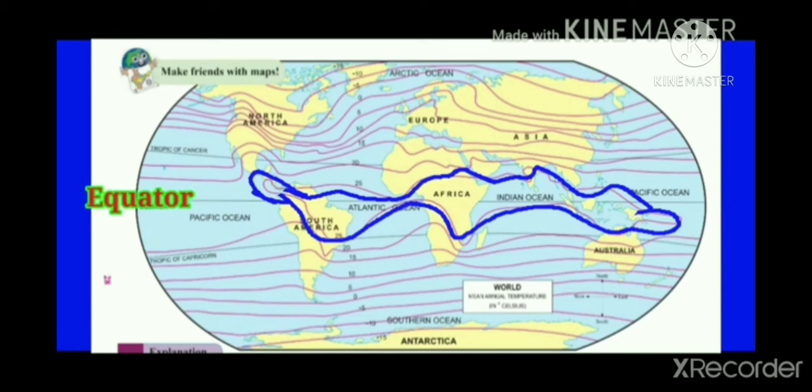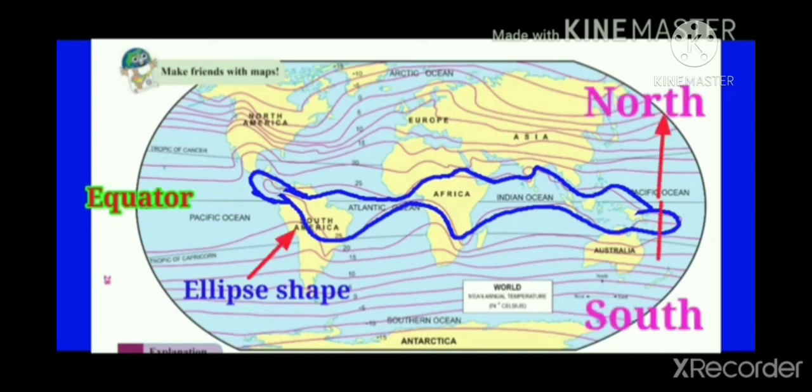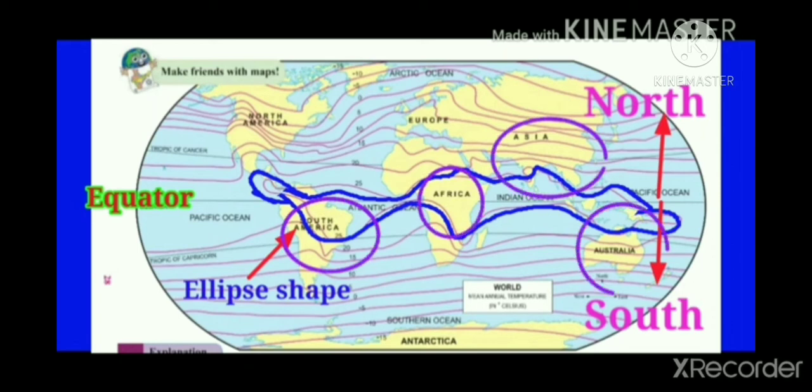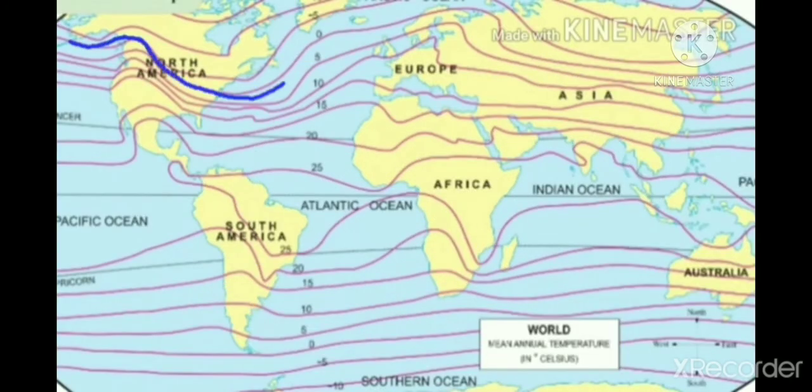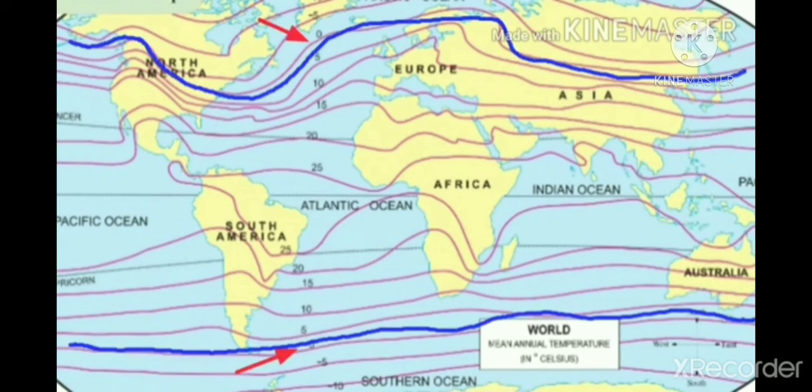The north and south spread of this ellipse is greater on the continents as compared to the oceans. The isotherm occupies South America, Africa, Asia and Australia. A very limited portion of the Pacific Ocean is occupied by this isotherm. You will find two isotherms with a label of 0 degree Celsius.